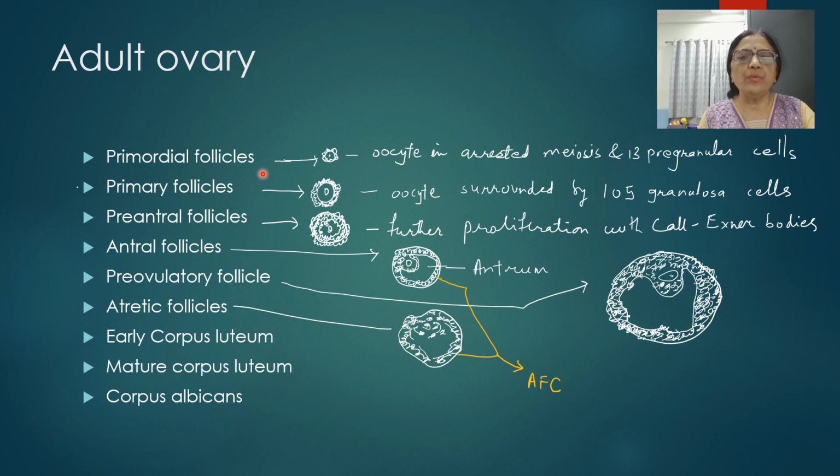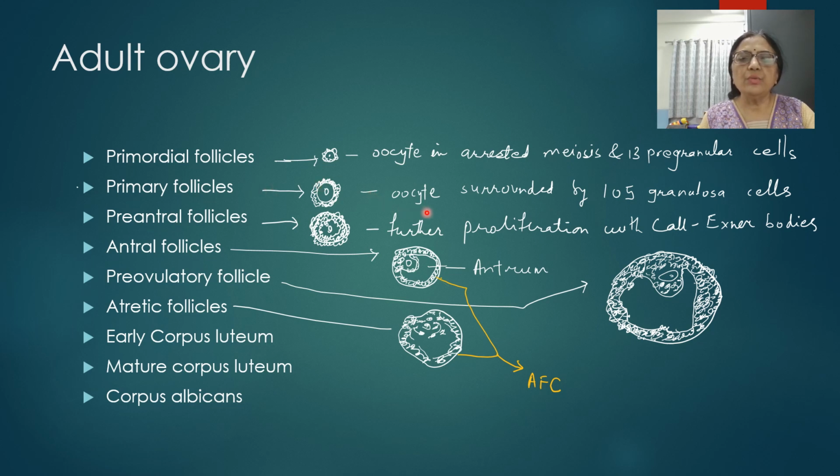What do we mean by primordial follicle? There is an oocyte in arrested stage of meiosis, and it is surrounded by pregranulosa cells. The cells which are surrounding this primordial follicle are called pregranulosa cells. This primordial follicle next progresses whenever there is a follicular development. It goes on getting converted into primary follicle.